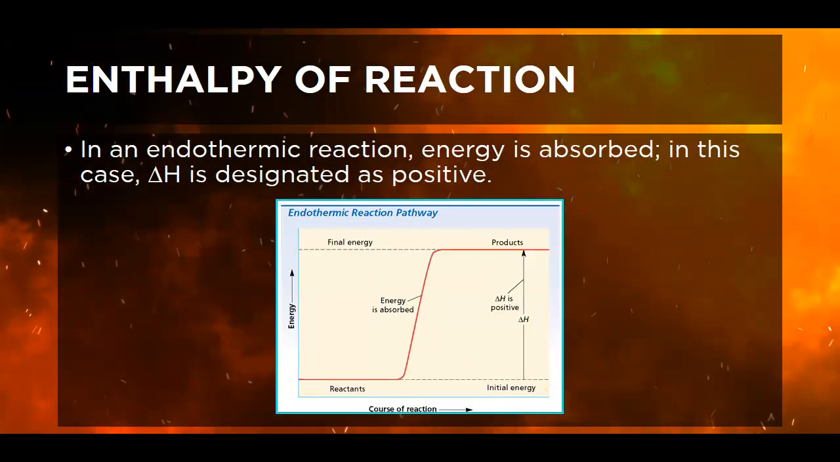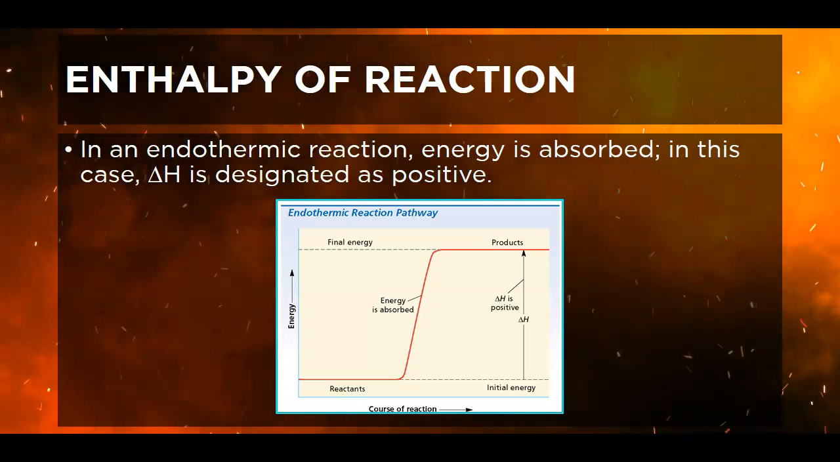That delta H, that enthalpy change, is going to be negative because our energy went down. On the other hand, with energy going up, we start low with the reactants. We have to pump energy into the system for the reaction to happen. And then our products are at a higher energy state. So we call that an endothermic reaction, and in that case, notice that delta H would, of course, be positive.